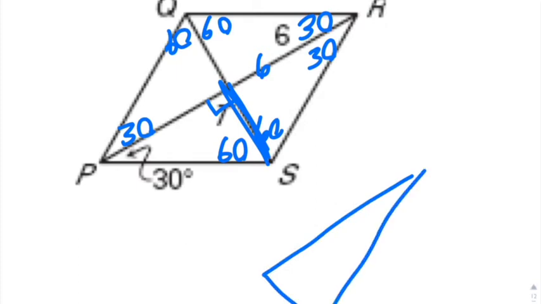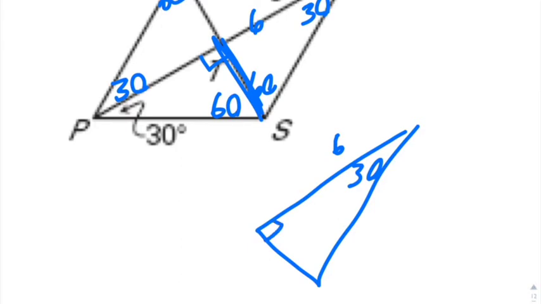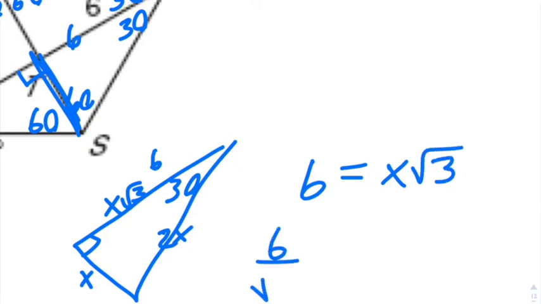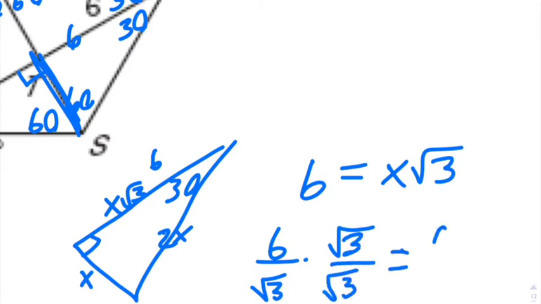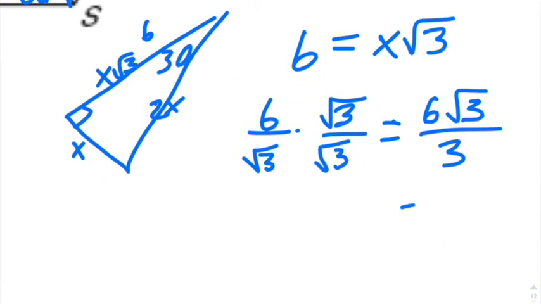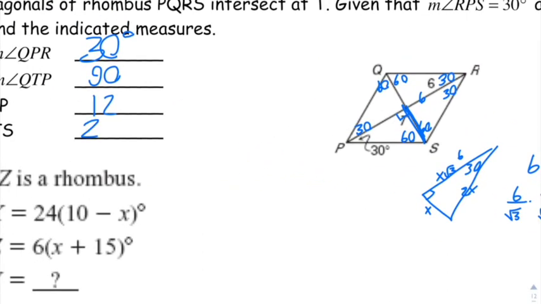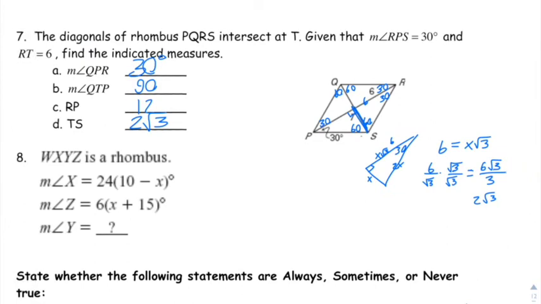And this is where we're going to use our 30, 60, 90 triangle. So we have 6. We have a 30 degree angle. So we're going to find this side here. I guess I'll call it X. Then you have X root 3 and 2X going on. So we'll say 6 equals X square root of 3. Divide both sides by square root of 3, and then rationalize. And if you need help with some 30, 60, 90 triangle stuff, a couple of units ago, you can check that out. So the little half side there is 2 square root of 3. And you're done there.